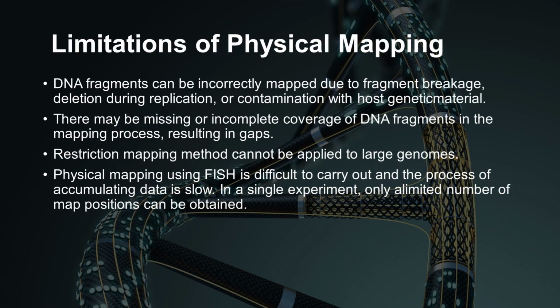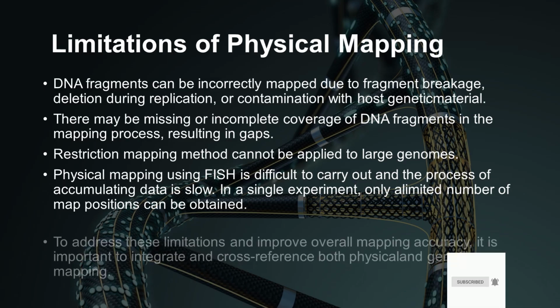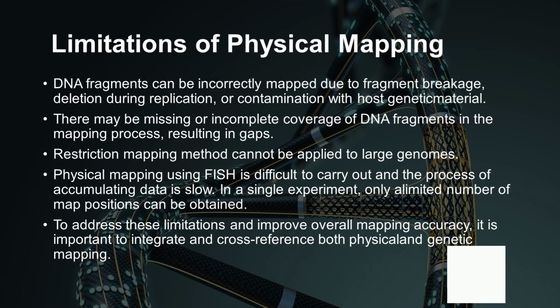Physical mapping using FISH is difficult to carry out, and the process of accumulating data is slow. In a single experiment, only a limited number of map positions can be obtained. To address these limitations and improve overall mapping accuracy, it is important to integrate and cross-reference both physical and genetic mapping.